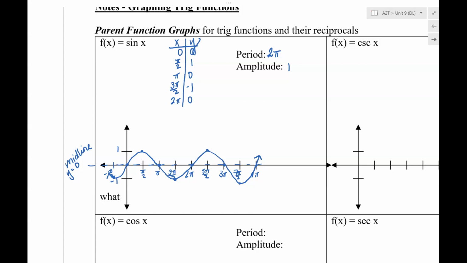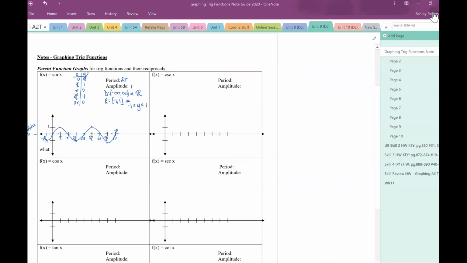All right, so for the domain, our domain is all real numbers for our parent function, the sine function. And then the range goes between -1 and 1 inclusive because we bounce back and forth. We actually exist there. Or you can say that y is between -1 and 1. Neat. Let's transform it.